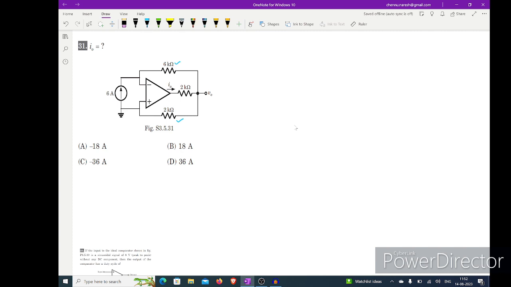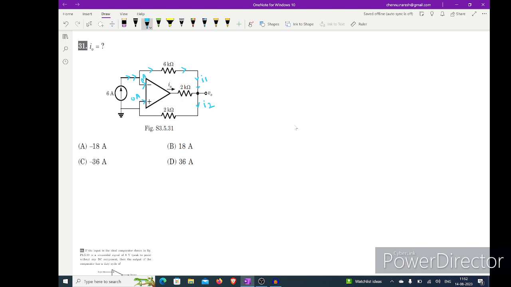So in the first lecture only I have explained the current entering into the OPAMP terminals is always 0 amps. Here it is 0, here it is 0. So this 6 amps whatever it is coming here, it will go in this way. So if you want to find the I naught, we should know this current as well as this current. So this I will assume as I1, this I will assume like I2.